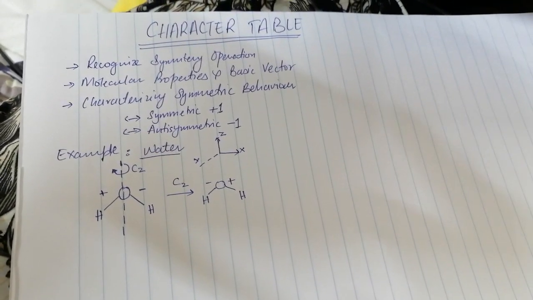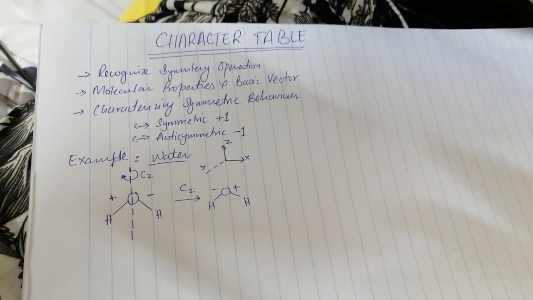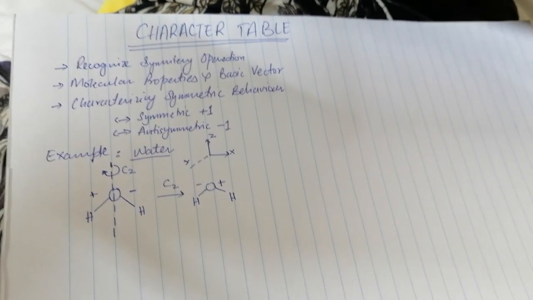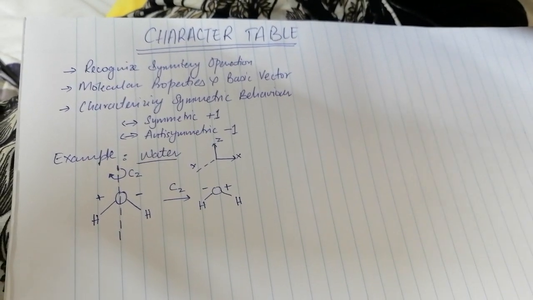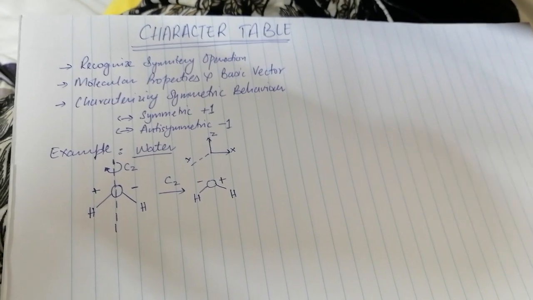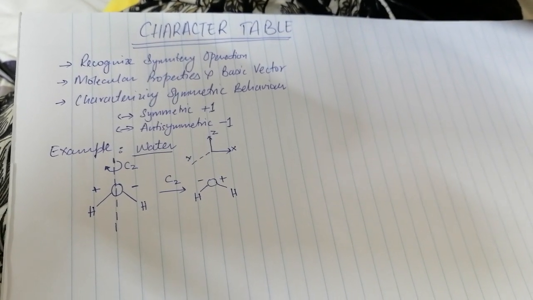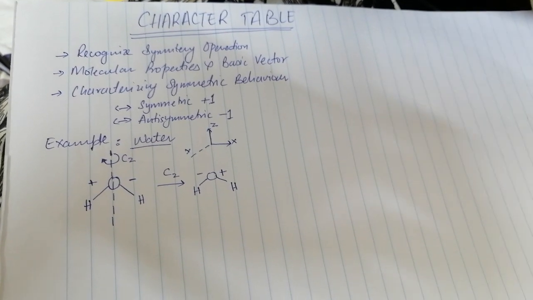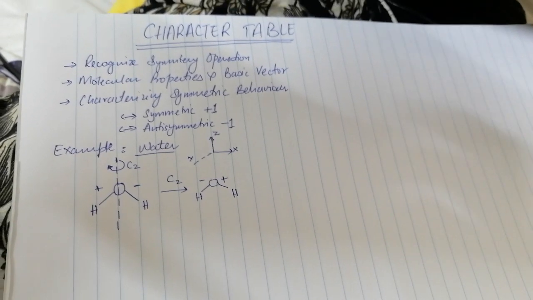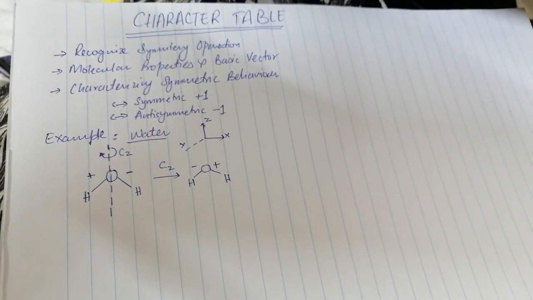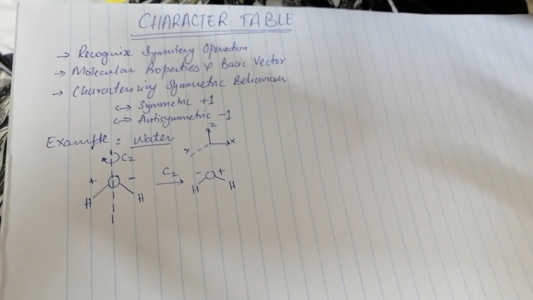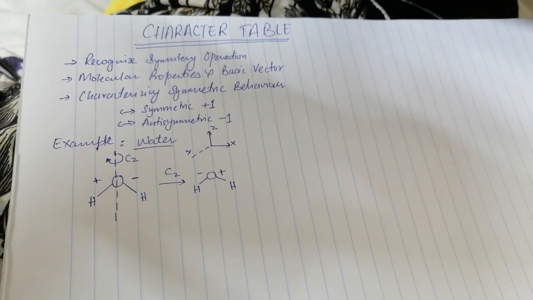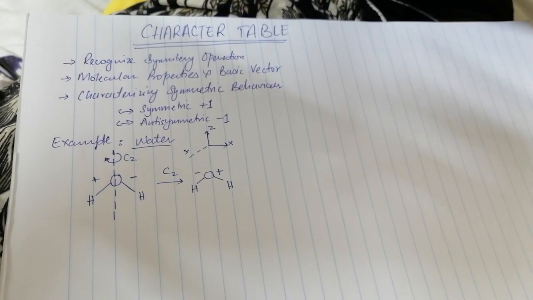So, now that we know the point group, vibrational mode, and symmetry element, we're going to move into the character table. To understand the character table, we must know three things. We must recognize the symmetry operation, molecular properties and basic vectors, and then characterize the symmetric behavior. If it is symmetric, we will assign it a character of +1. If it is anti-symmetric, we will assign it a -1 character.